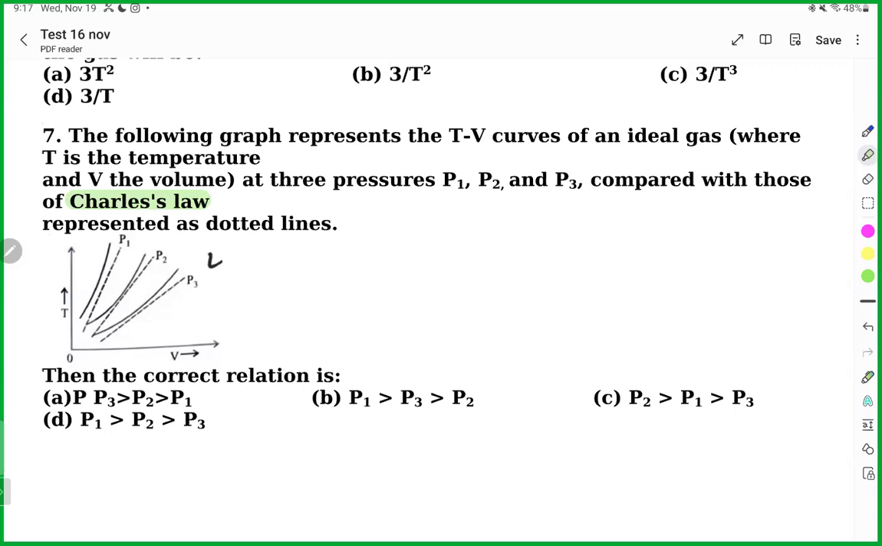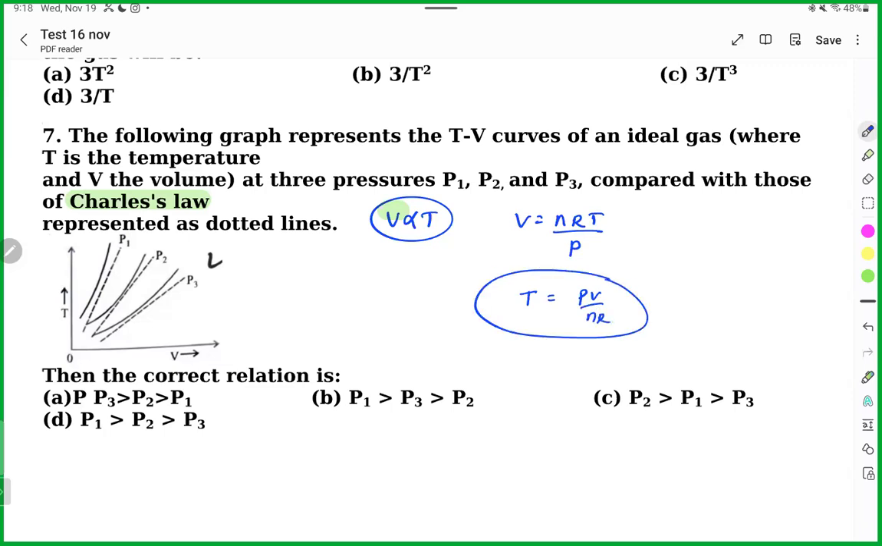See, this is Charles' law. And according to Charles' law, V is directly proportional to T. And in this case, V will be equal to nRT by P. Correct? V is equal to nRT by P. Here, it is asking for the T and V graph. T should be equal to PV by nR. Yes or no? T is equal to PV by nR.